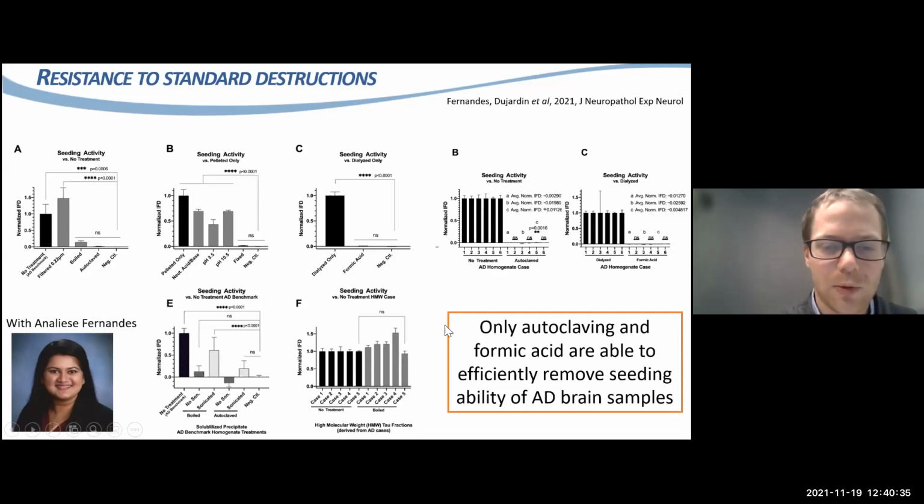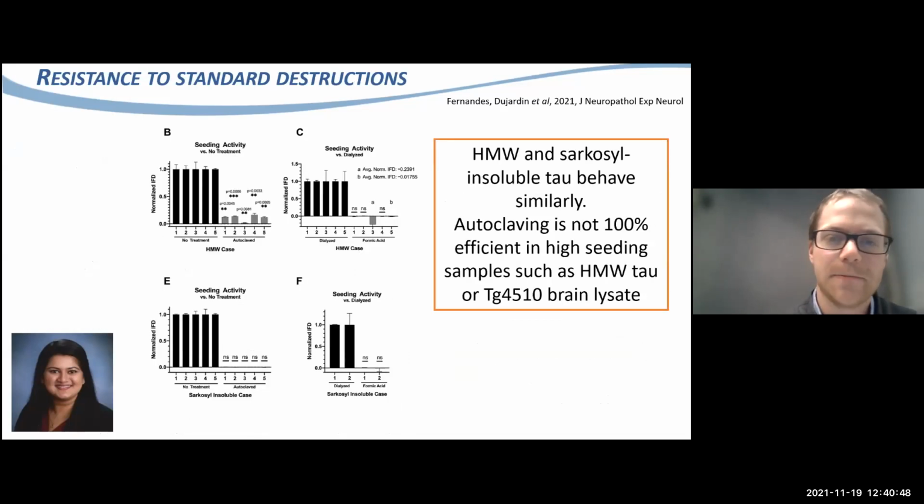We did high molecular weight rather than brain homogenate, and you can see that boiling actually doesn't work at all on high molecular weight samples, showing that basically really only autoclaving or formic acid works to remove seeds. And then we compared some different samples, because not all labs use brain homogenate the way we do our high molecular weight tau.